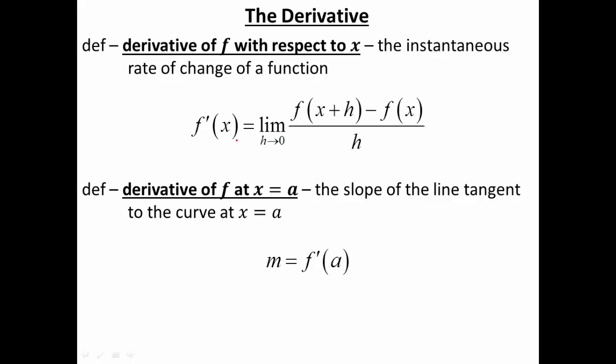So given some function in terms of x, I can find the derivative of that function in terms of x, and that derivative would represent all possible slopes at any random point. And then if I plug in a specific a value, that would give me the slope at that specific point.